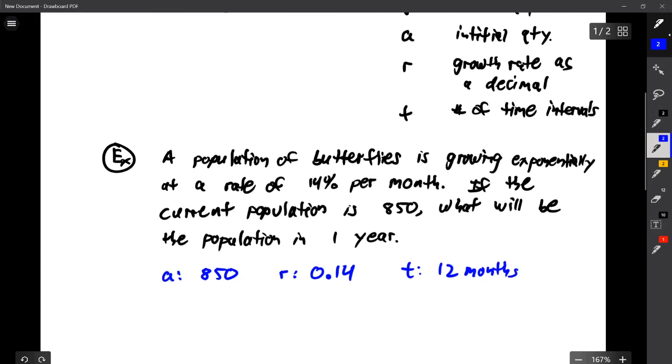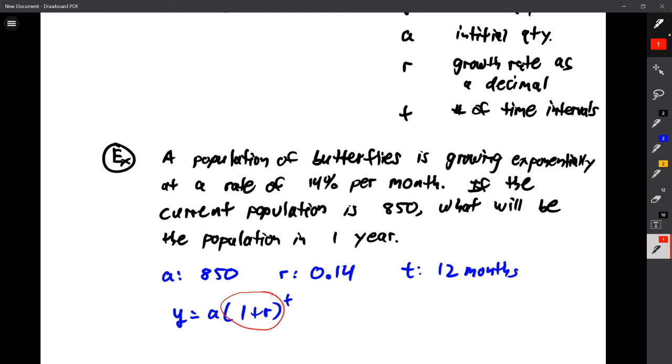Okay, now I can plug in what I know. My formula is y equals a times 1 plus r to the t. That 1 plus r makes it so if r is anything greater than 0, if r is a positive value, then your base, this is drawing on lesson 6 stuff, is a value greater than 1, which gives you growth. And we'll see this in our next example.